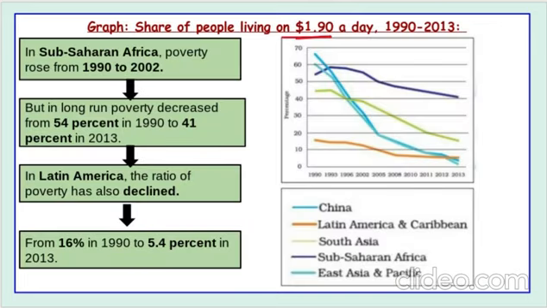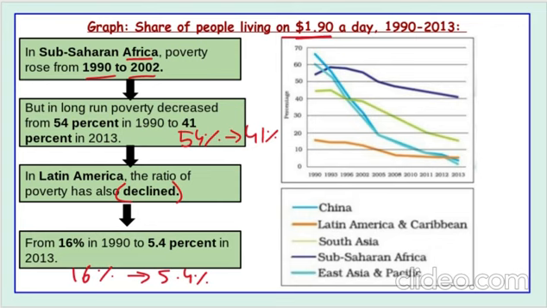Now, in sub-Saharan Africa, poverty rose from 1990 to 2002. But in the long run, poverty has also decreased from 54% to 41% in 2013. And in Latin America, the ratio of poverty has also declined. It declined from 16% to 5.4 percent. So all the countries are trying to decrease their poverty level.